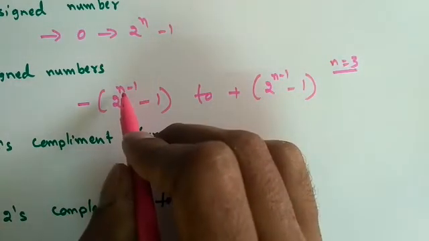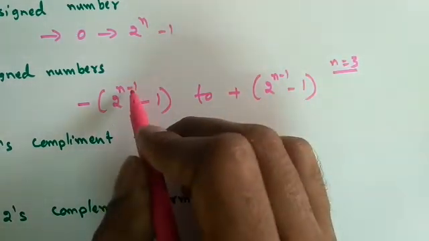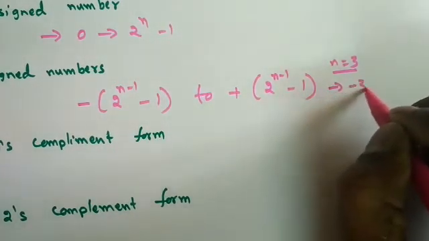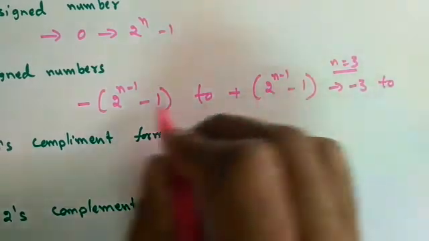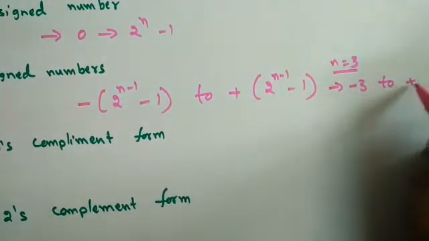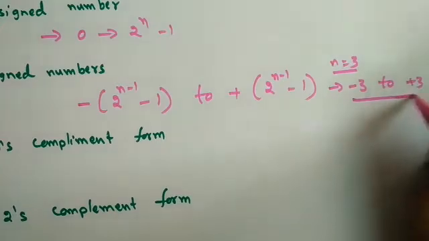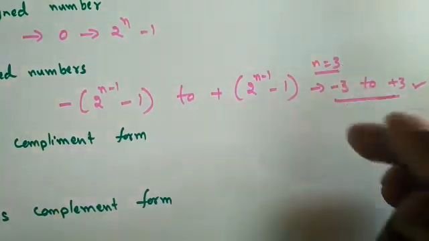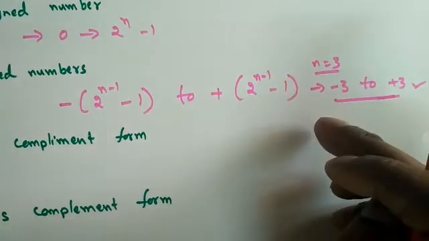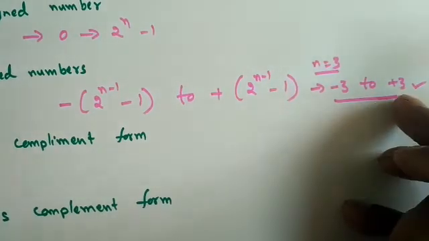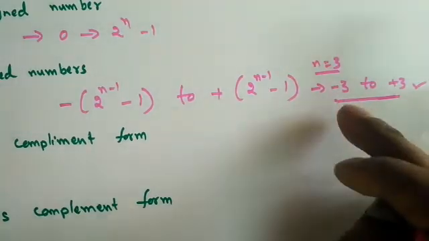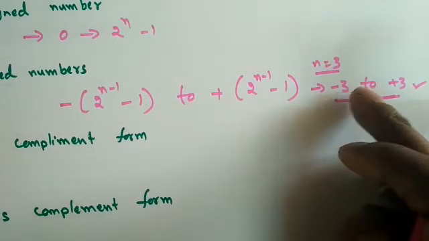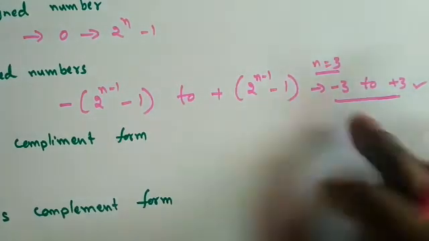So n minus 1 means 2. 2 square means 4, 4 minus 1 is 3. So the range will be minus 3 to plus 3, that is 2 power n minus 1 minus 1. So we can represent from minus 3 to plus 3 only, if the number of bits is 3. If the number of bits is 4, then we represent minus 7 to plus 7 and so on. That includes minus 3, minus 2, minus 1, 0, minus 0, plus 1, plus 2, plus 3.